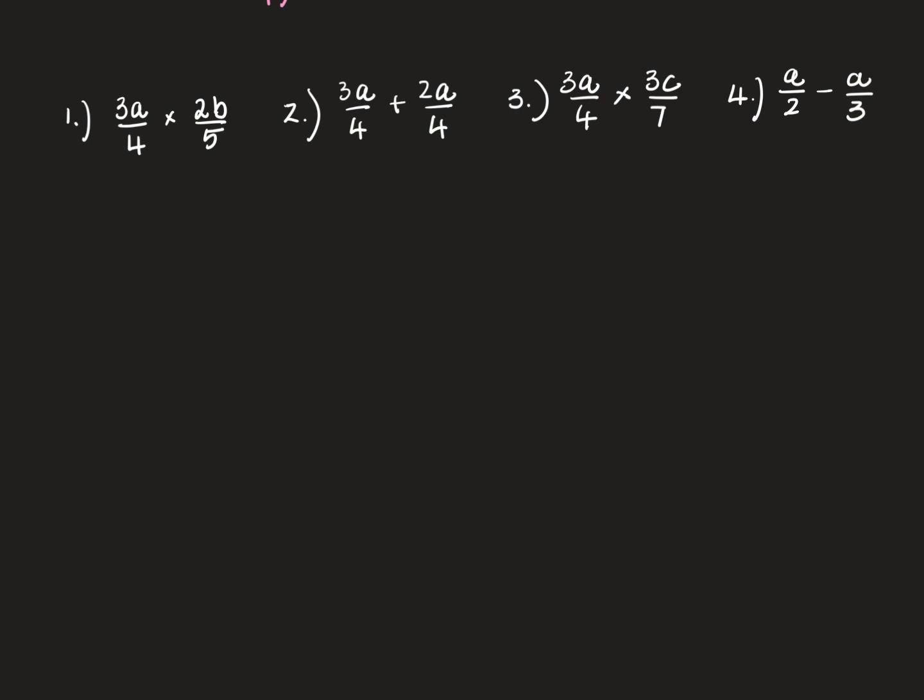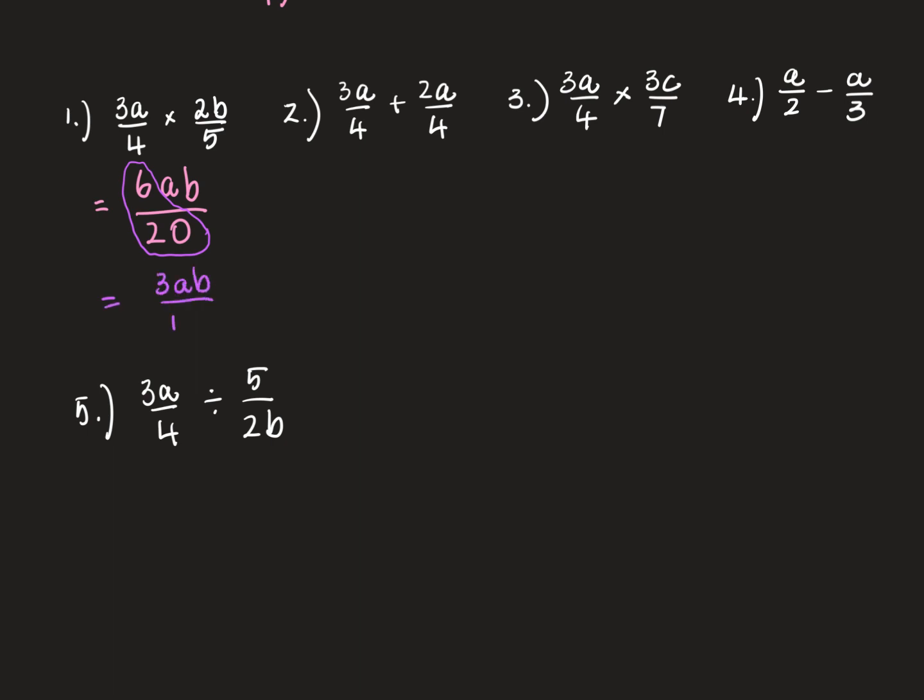Okay, first one, what do we have? It's a multiplication problem. I just multiply across the top. 3 times 2 is 6. A times b is ab. Multiply across the bottom. 4 5s are 20. Now, some of you might remember about simplifying fractions. You might notice that we've got 6 over 20 here, and both of those are even numbers. They can be divided by 2. So if you wanted, you could change that to 3ab over 10.